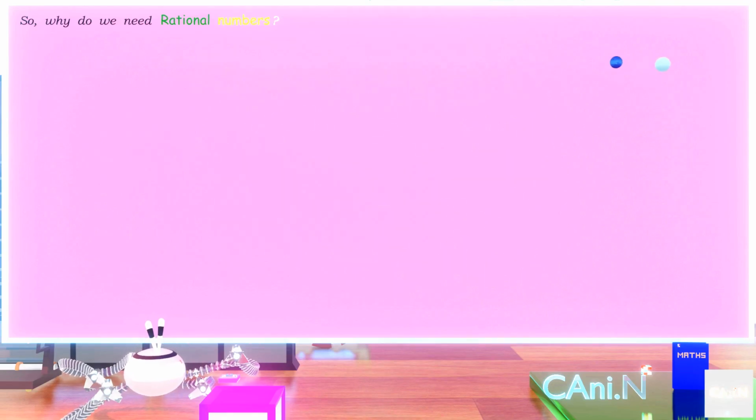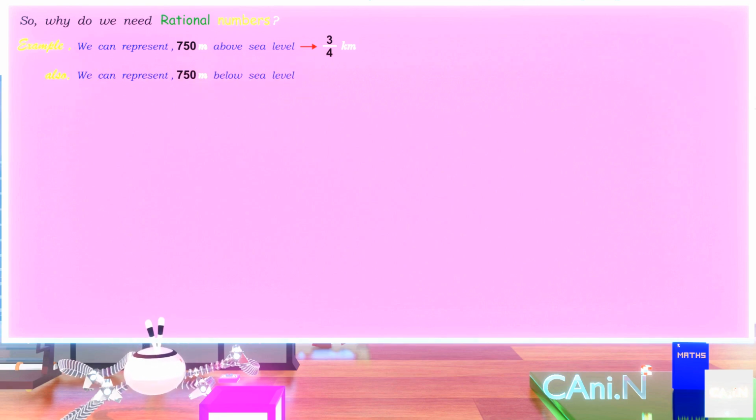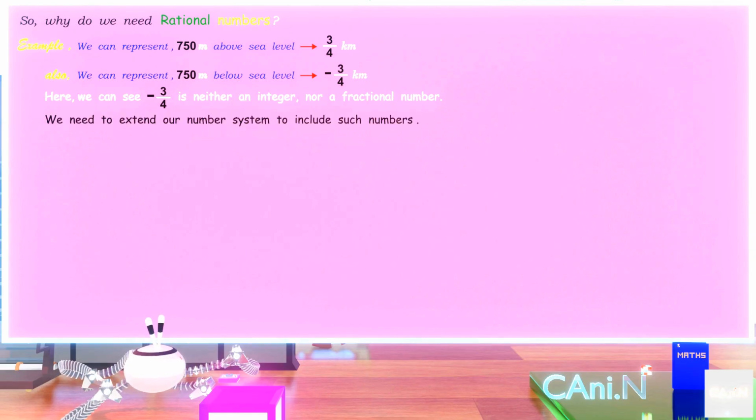So, why do we need rational numbers? Example, we can represent 750 meters above sea level as 3 by 4 kilometers. Also, we can represent 750 meters below sea level as -3 by 4 kilometers. Here we can see, -3 by 4 is neither an integer nor a fractional number. We need to extend our number system to include such numbers. So, these kinds of numbers are included under rational numbers.